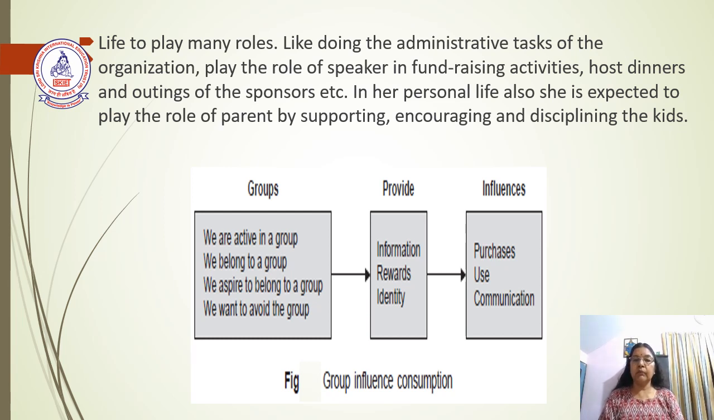So, we will be active in some groups, belonging to some groups like family and relatives. We will aspire to belong to some groups, like suppose you want to belong to a bikers group. That is a group you aspire to belong to in the future, or you want to avoid some groups which are into certain bad habits. So in all these groups, the consumers get information, and they get rewards when they follow the same behavior, same norms, and same purchase behavior as that of the reference group.